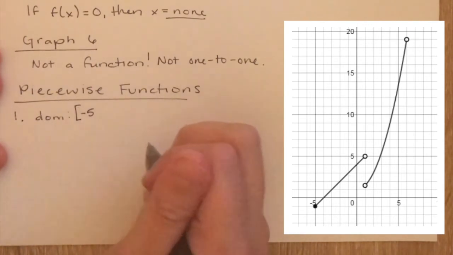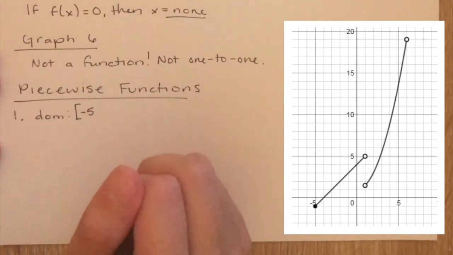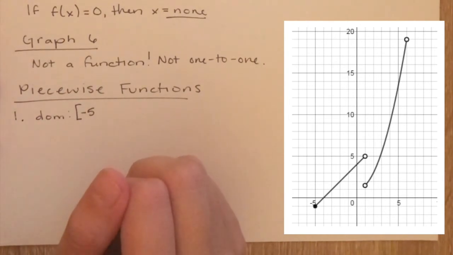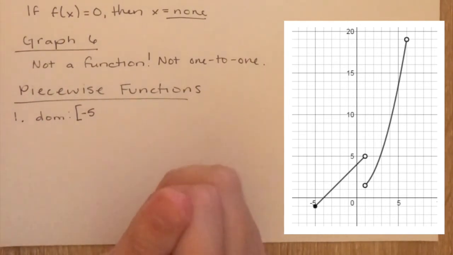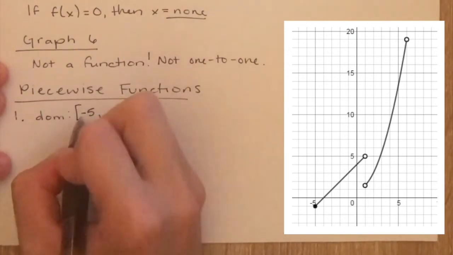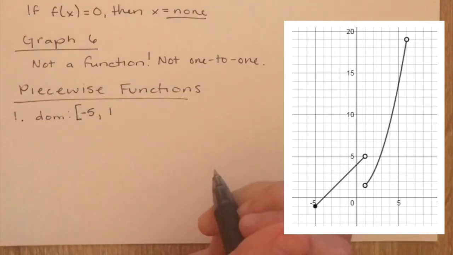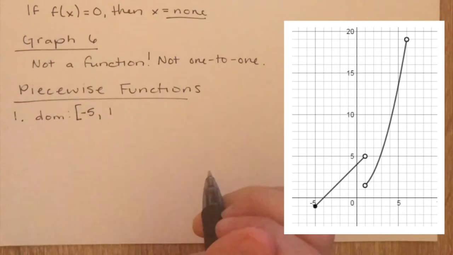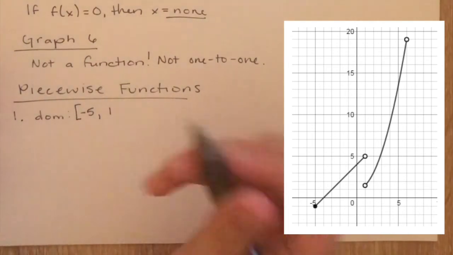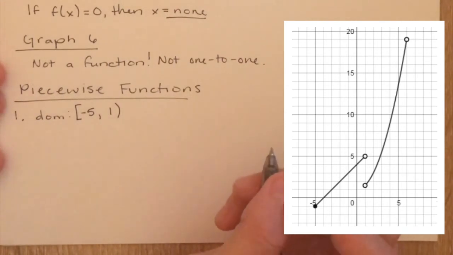So we keep going, nothing changes, everything's fine until we hit 1. At 1, we have some funky stuff. We've got 2 open points, one on top of another. -5 to 1. Because there's no output at x equals 1, 1 is not included in the domain. So we want to exclude it using a parenthesis.